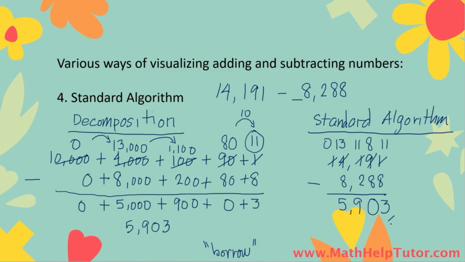And there we have it. We have our answer, which is the same as what we got from the decomposition method. And you can see all the borrowing of numbers on top of our standard algorithm is very much the same as that in the decomposition method.